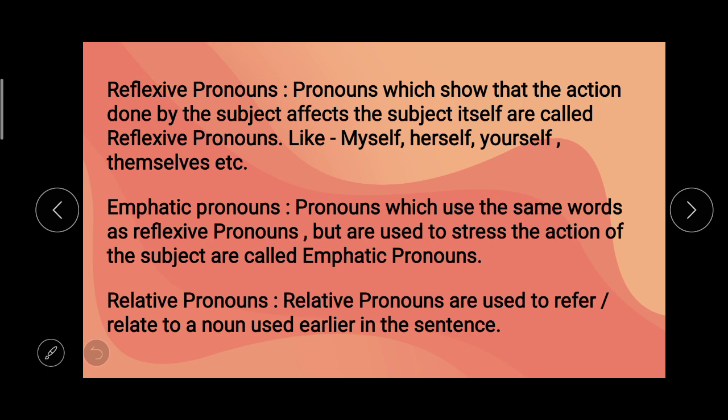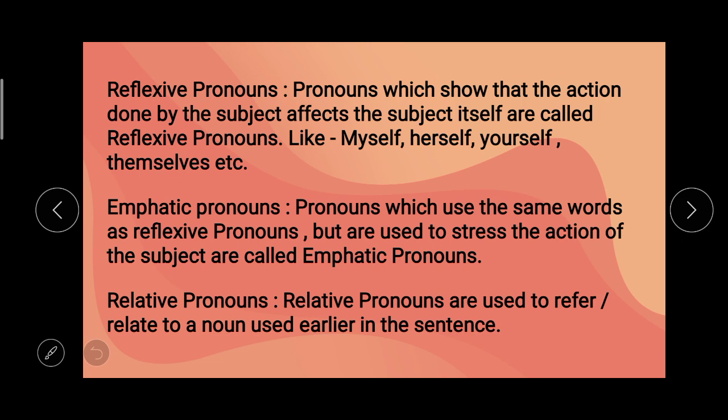The first one is reflexive pronouns. So pronouns which show that the action done by the subjects affects the subject itself are called reflexive pronouns, like myself, herself, yourself, themselves, etc. Then come emphatic pronouns. So pronouns which use the same words as reflexive pronouns but are used to stress the action of the subject are called emphatic pronouns.